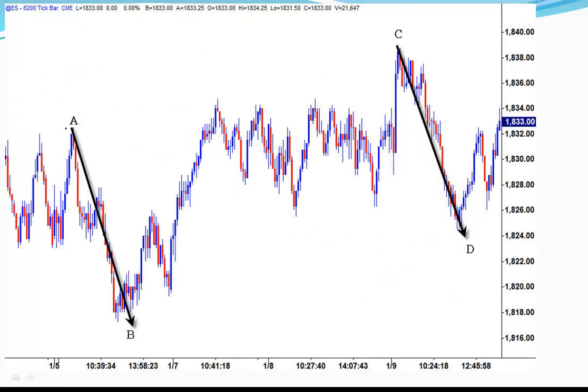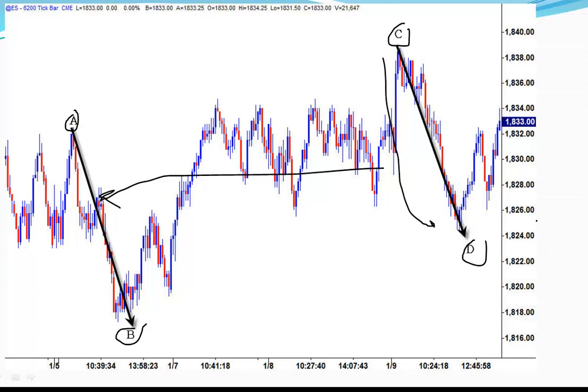Here's another one. We look at this range right here. The market sold off. But if you take a look at the past, you can line up the equality of an A to B, C to D. Now, does this mean you're going to buy it? Does it mean you're going to sell it?